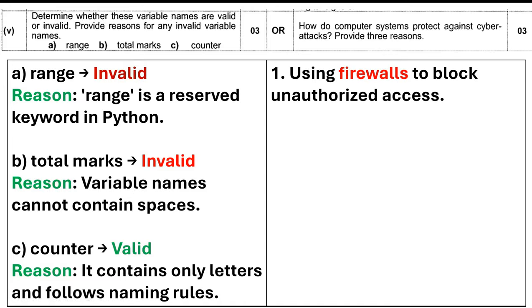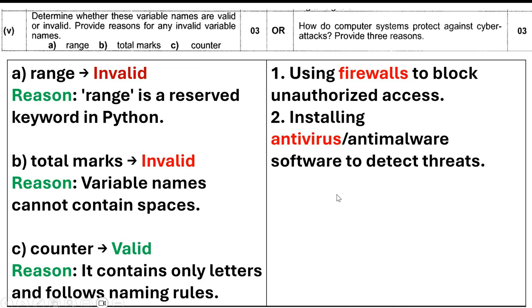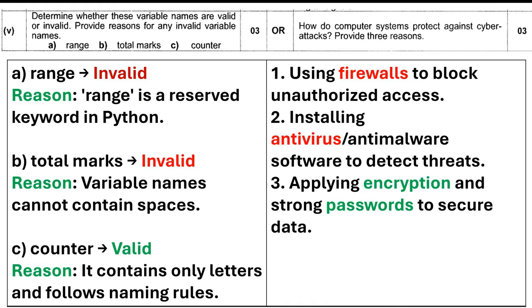How do computer systems protect against cyber attacks? Provide three reasons. Number one is a firewall. You have to apply a firewall to prevent unauthorized access, using the firewall to block unauthorized access. Number two, installing antivirus and anti-malware software to detect threats. Number three is applying encryption and strong passwords to secure data.